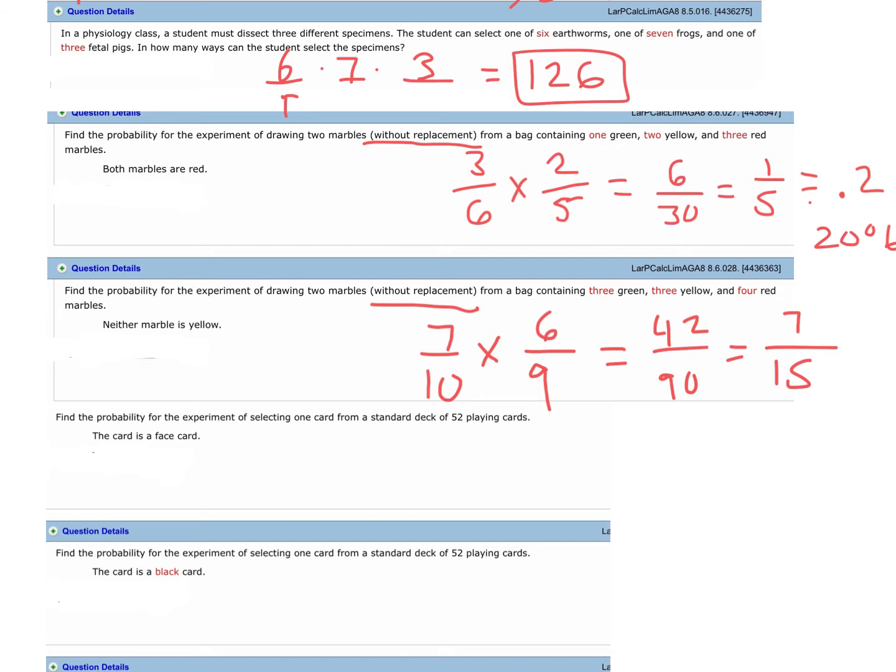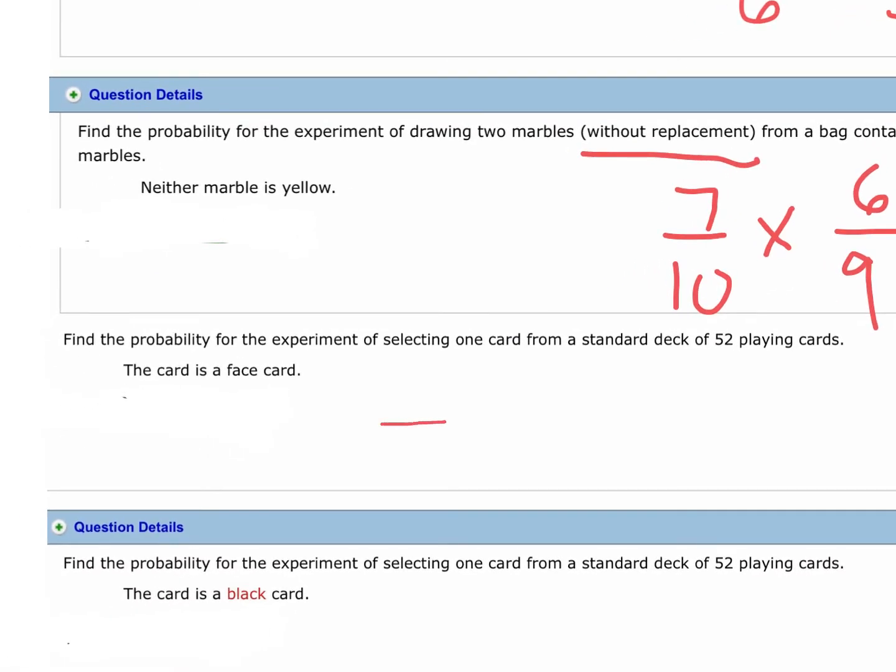All right, find the probability for the experiment of selecting 1 card from a standard deck of 52 playing cards. The card is a face card. How many face cards do we have in one deck? 12. So probability that we draw a face card is 12 out of 52. Can we simplify 12 over 52? What does it simplify to? 3 over 13. Yeah, you can divide both by 4.